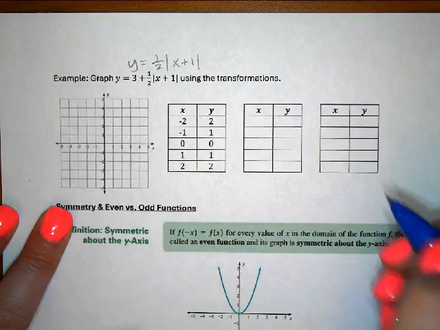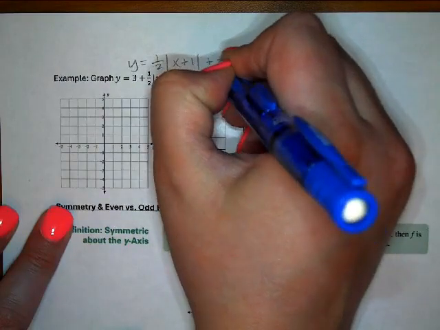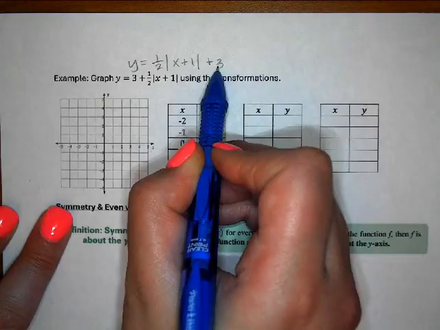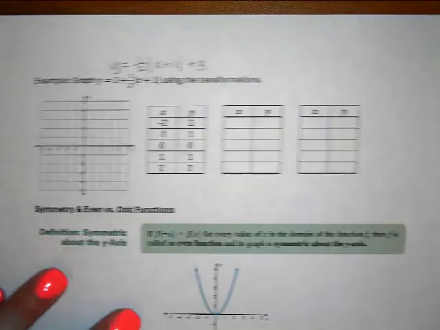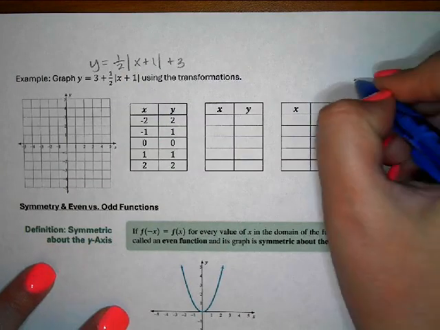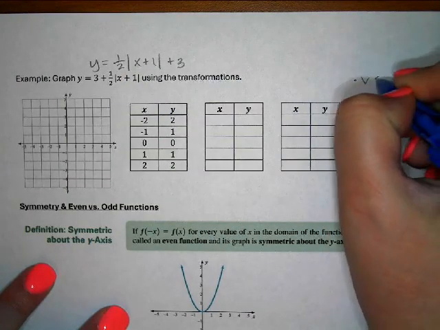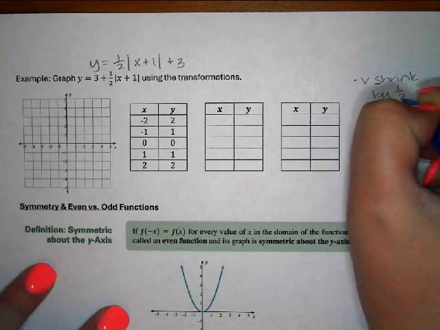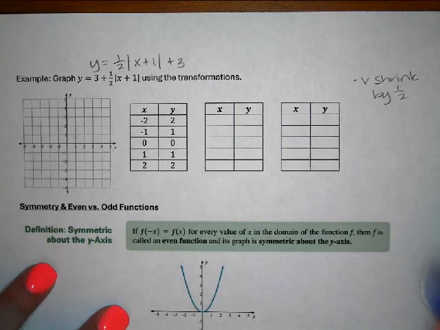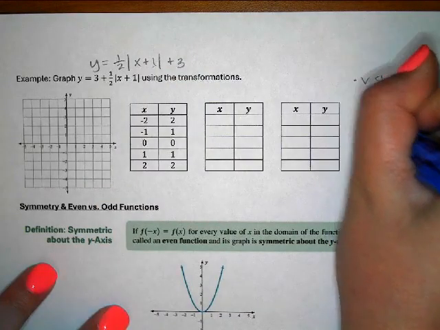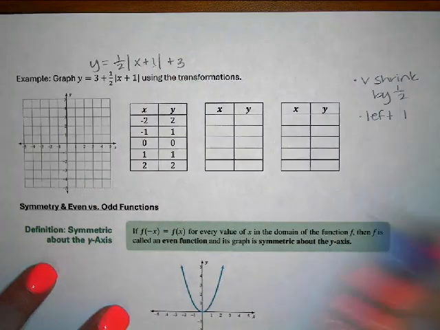Okay. So I would say pause the video, see if you can figure out what each of the transformations are. I can see 3 of them. All right, so the first transformation is the 1/2. This is going to be a vertical shrink or vertical compression by 1/2. The graph is going to be half as tall as normal. It's going to look wide. The graph has shifted to the left 1. The graph has shifted up 3.